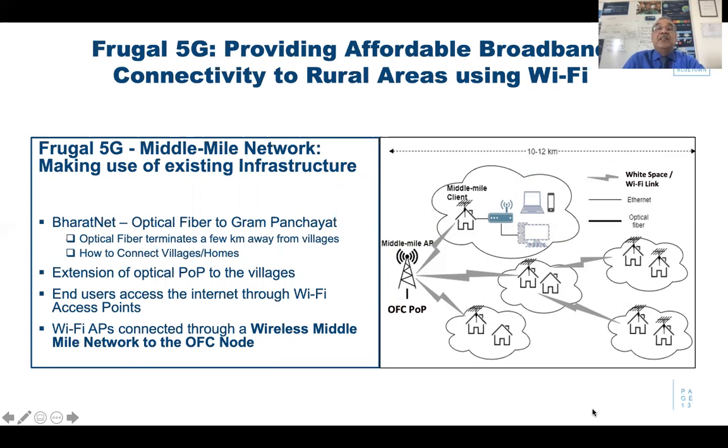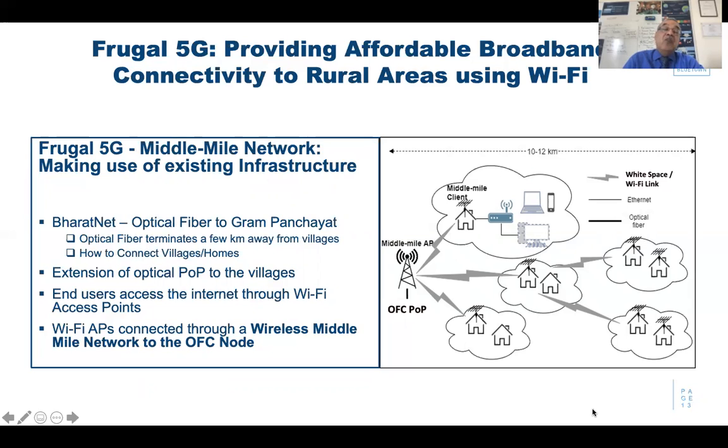So basically, this shows the architecture. We also call it the frugal 5G middle mile network, making use of existing infrastructure, as I mentioned. There will be an OFC node, or OFC point of presence, where optical fiber is terminated, and on that you put a tower with a middle mile access point, and then you can cover two or three villages and the people around them.